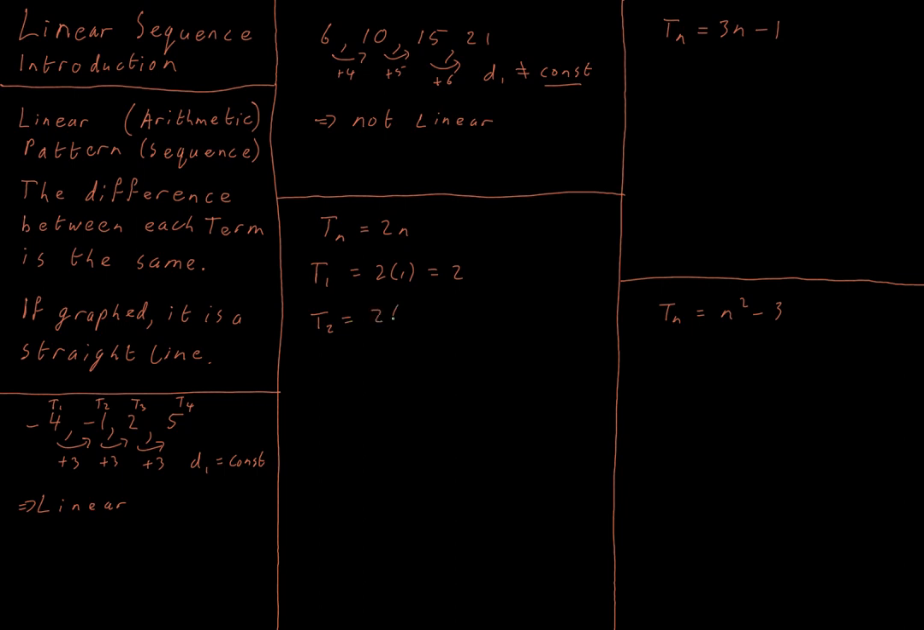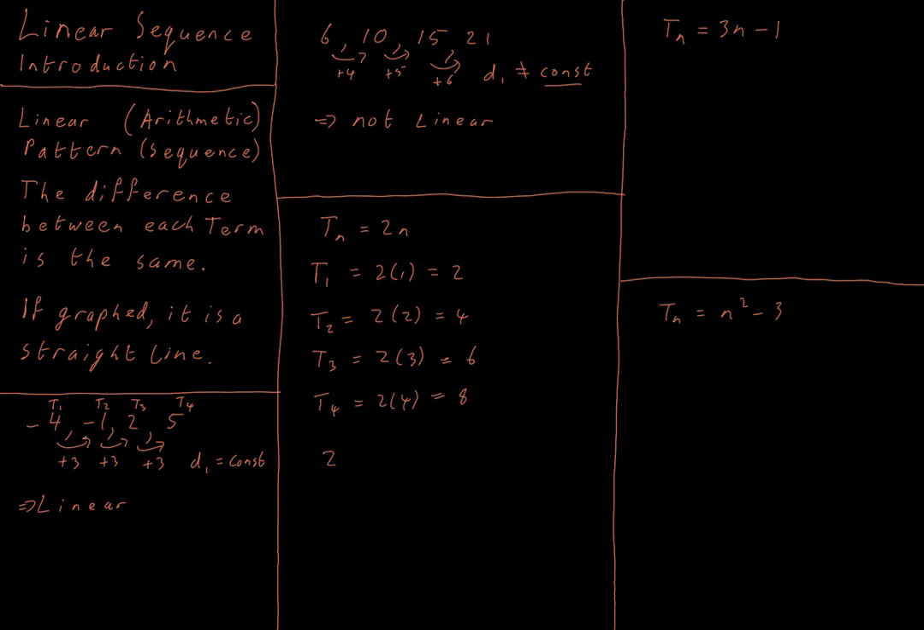What would T2 be? Well, that means we put in 2 anywhere there was an n in our formula. That gives us 2 by 2 is 4. T3 would be 2 by 3, where n is 3, and we end up with 6. T4 means that we have 2 by 4 is 8. So these are our even numbers.